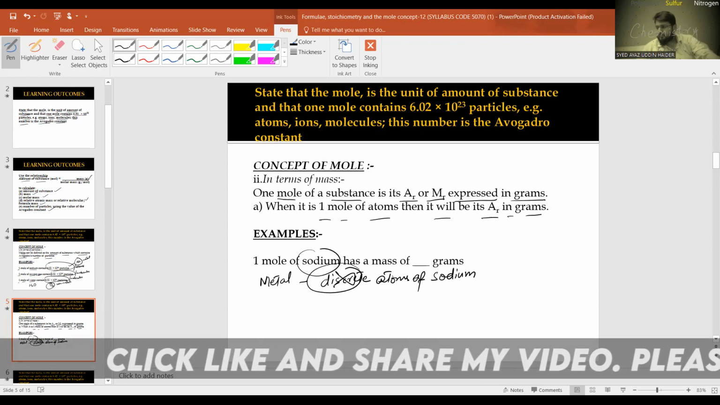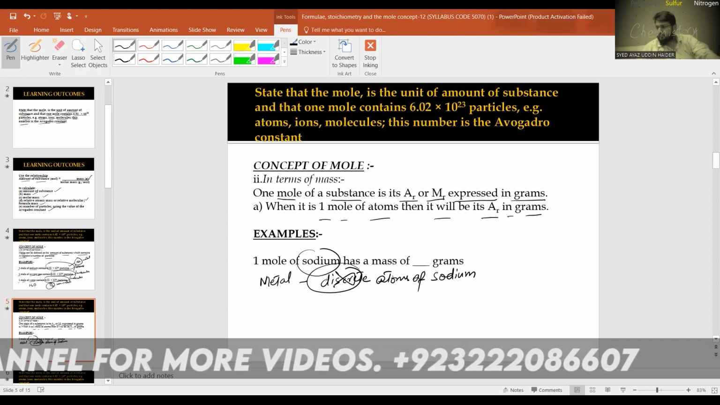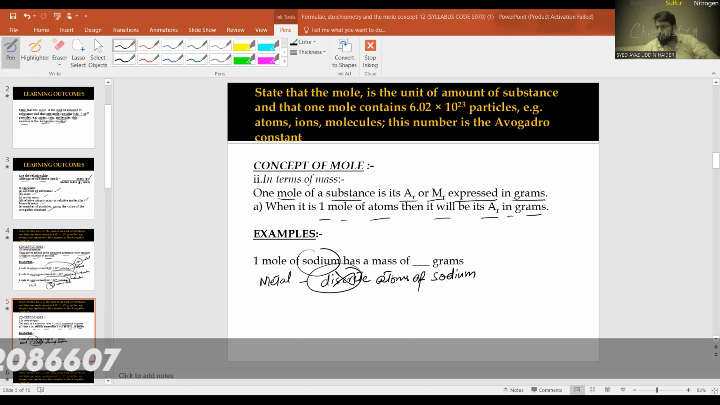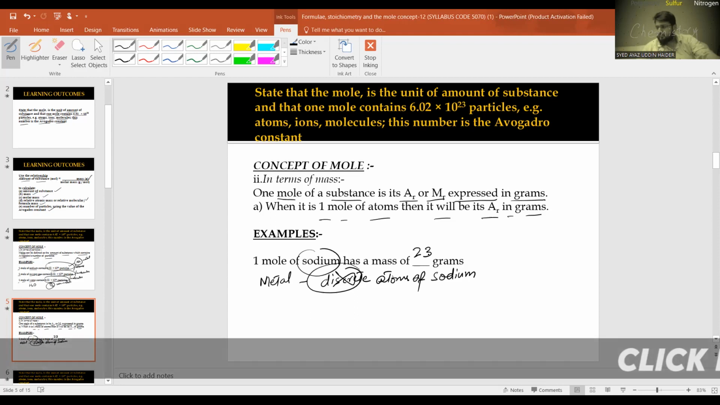So when I say 1 mole of sodium, then I have to look for the AR of sodium. AR of sodium is 23. So we'll consider this as 1 mole of sodium has a mass of 23 grams. In the same way, you can work out or express the AR of other metals in grams.